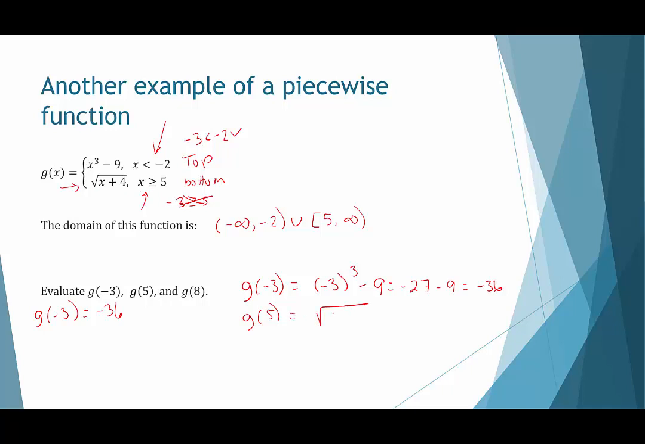So we would say the square root of 5 plus 4. That's the square root of 9, which is 3. So g of 5 is given by 3. And last but not least, we have g of 8.